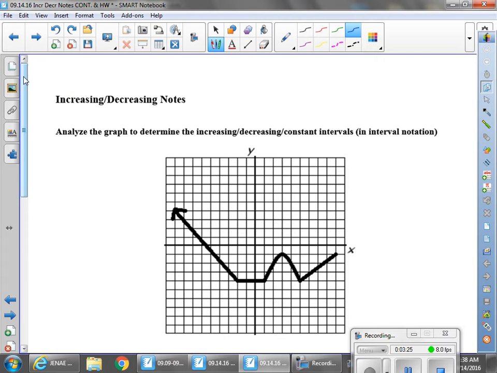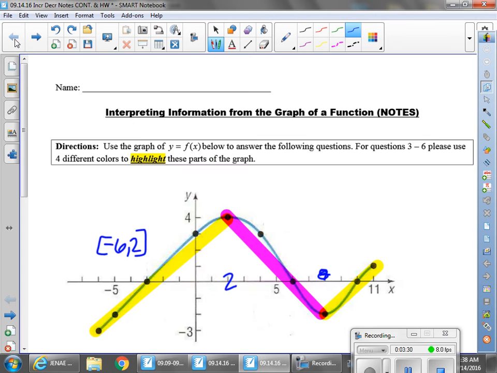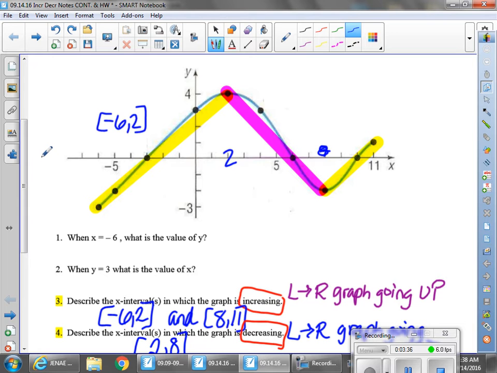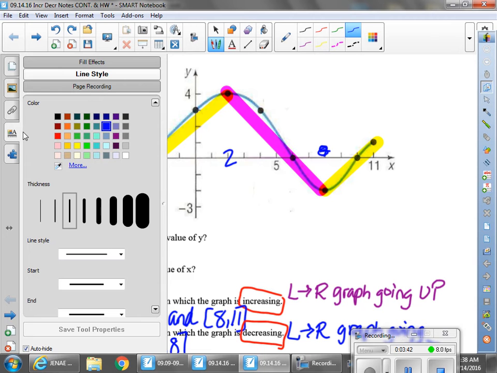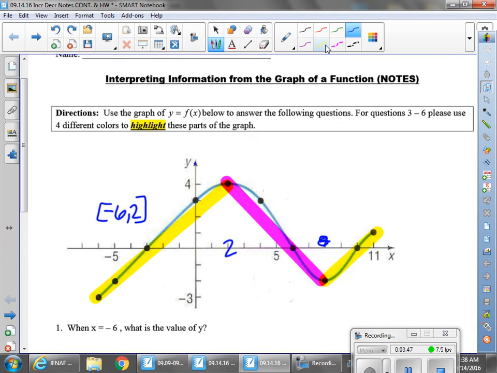And while she does that, let's pick up where we left off on our increasing, decreasing notes from yesterday. So let's recap. What does it mean for something to be increasing? Going up, yes, you're totally correct, very good, but we have to be careful. Going up, reading the graph from what direction to what direction? So increasing is going up left to right.